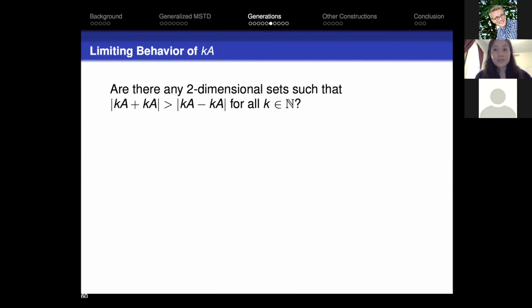Now a reasonable question to ask after this is if there are any two-dimensional sets such that the cardinality of Ka plus Ka is greater than the cardinality of Ka minus Ka for all K in the natural numbers. So recall in the one-dimensional case, the answer was no. But to examine this in two dimensions, first we have to describe the behavior of Ka.